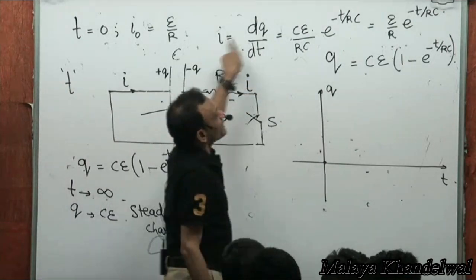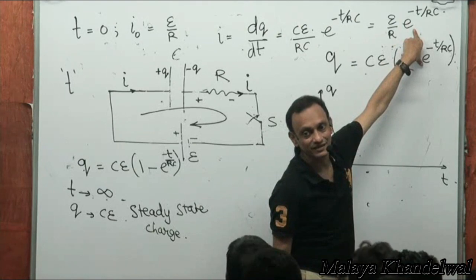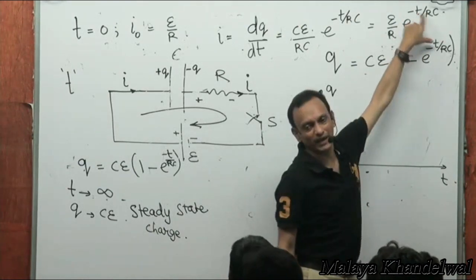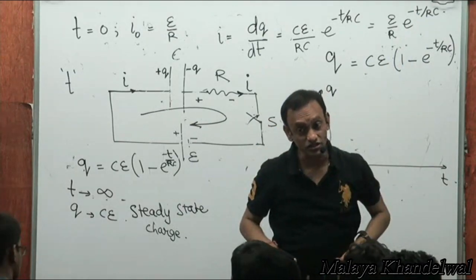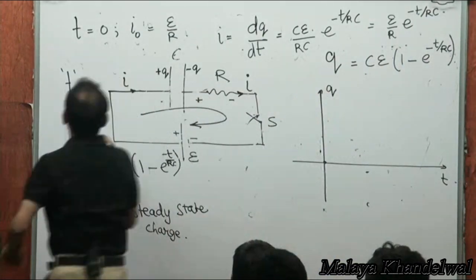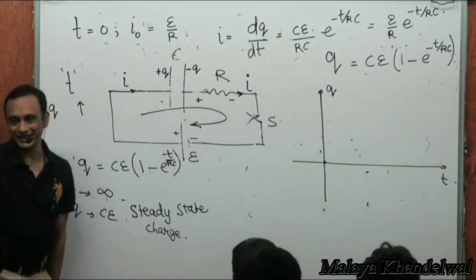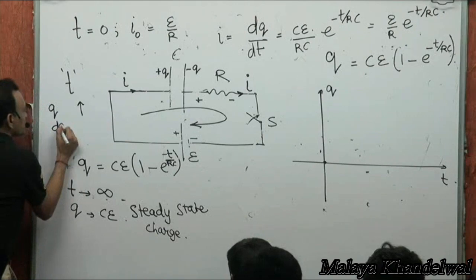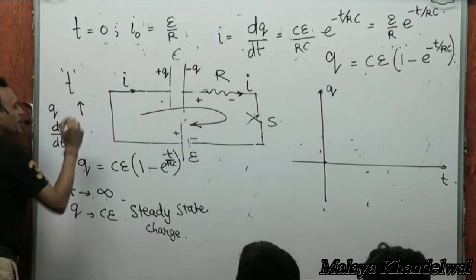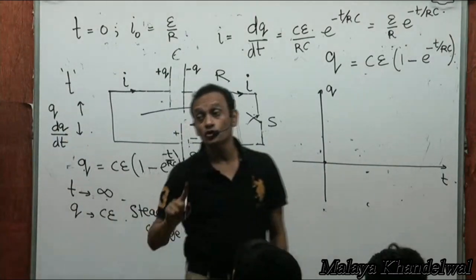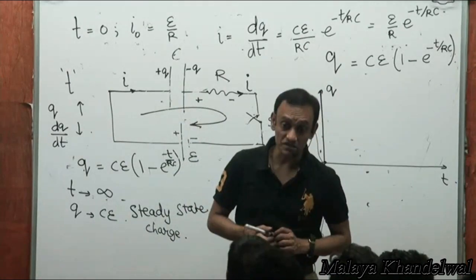Also, do you realize that current is decreasing? While charge is growing, current is decreasing as time is increasing, isn't it? As t increases, e to the power minus t by RC will decrease. So while charge increases, current decreases. While Q grows, the rate at which it is growing will decrease. The rate at which charge is growing, dq/dt, is the current, and that will decrease. So while charge increases, current progressively decreases exponentially.